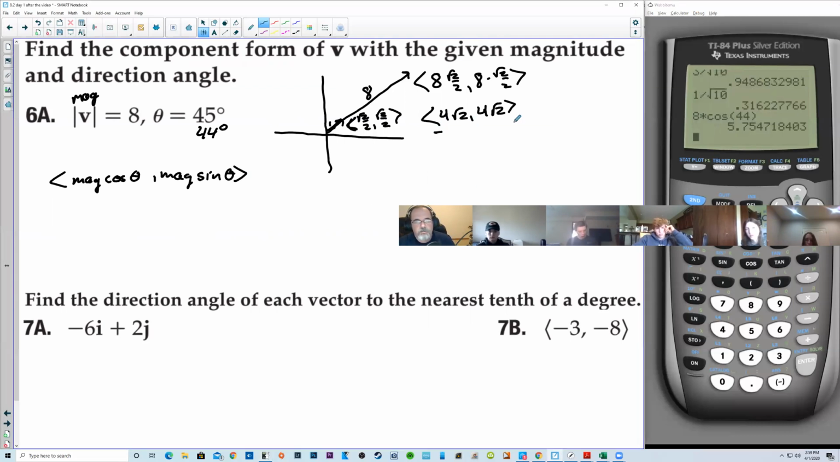So that's the answer right there. There's the component form given the magnitude and the angle. Any questions?